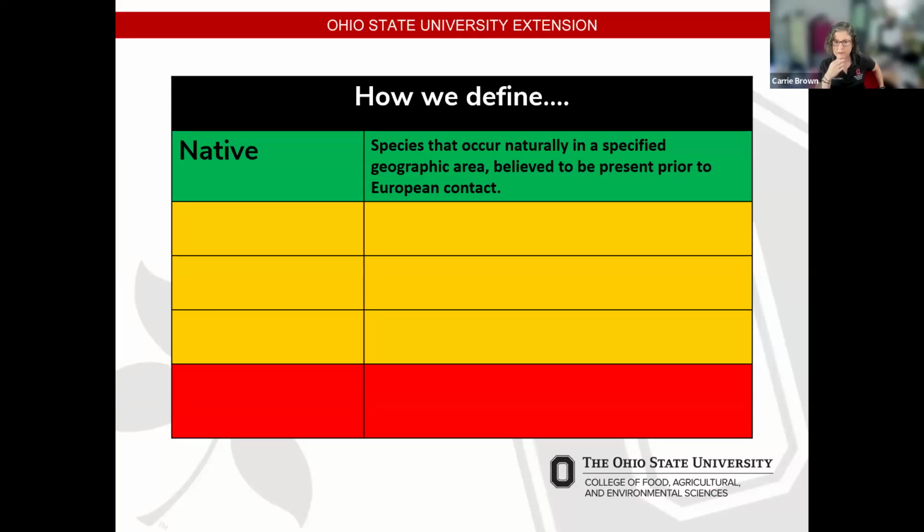When we talk about a native species, we're talking about a species that occurs naturally within an area, generally meaning that it was present prior to European contact. There can be multiple definitions for native species, but for today's purposes, that's how we're going to describe it.